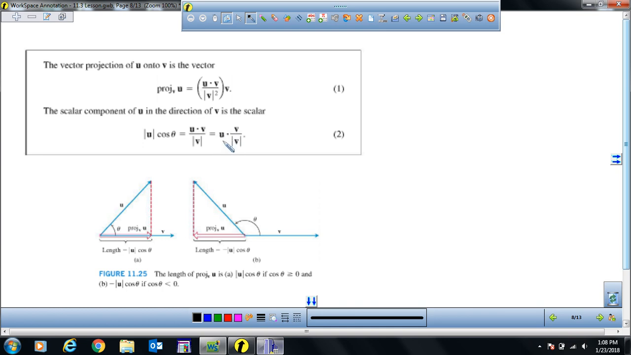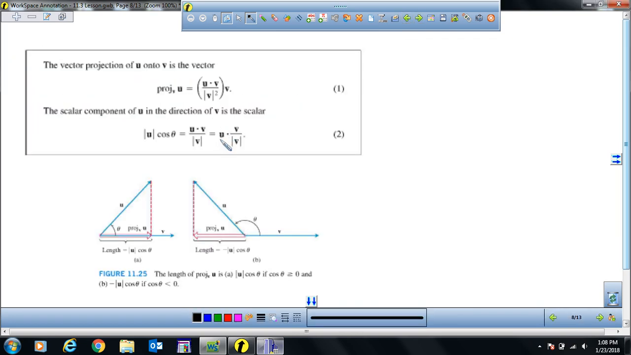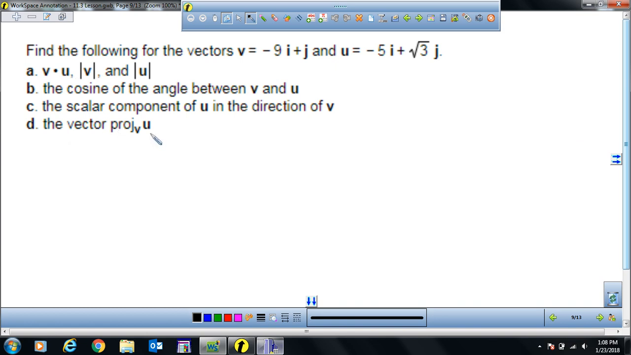The scalar component of u in the direction of v is like the dot product, but since it is going in the direction of v, it would be the dot product of u and v over the magnitude of v. Because remember, when I do v over the magnitude of v, that means it is going in the direction of vector v. And then the projection of the vector u, or the shadow of the vector u, onto the vector v. So first of all, let's go ahead and find the dot product.